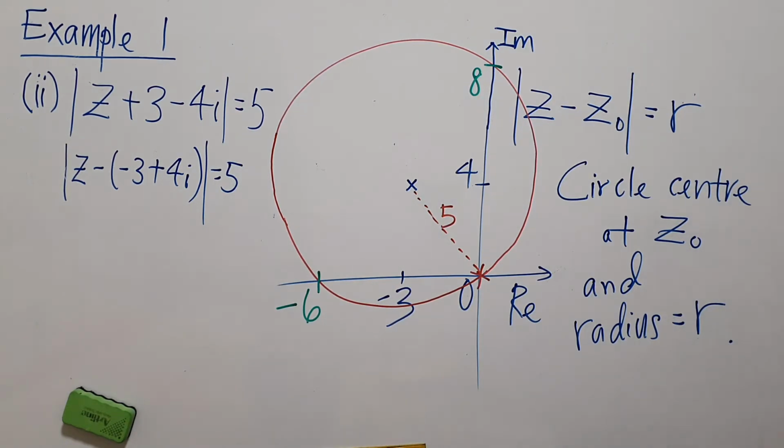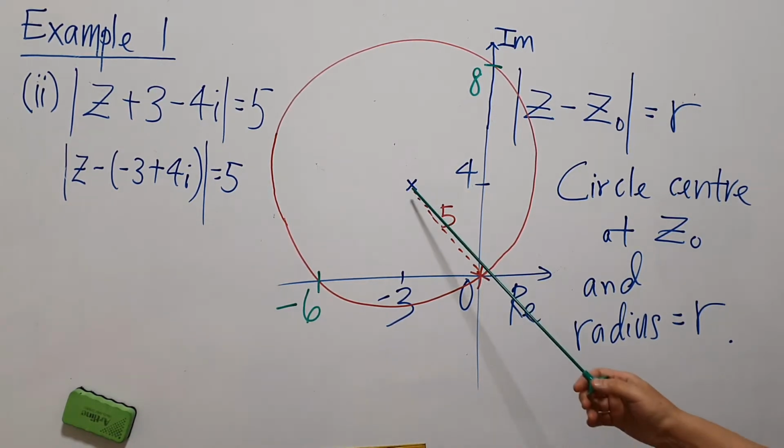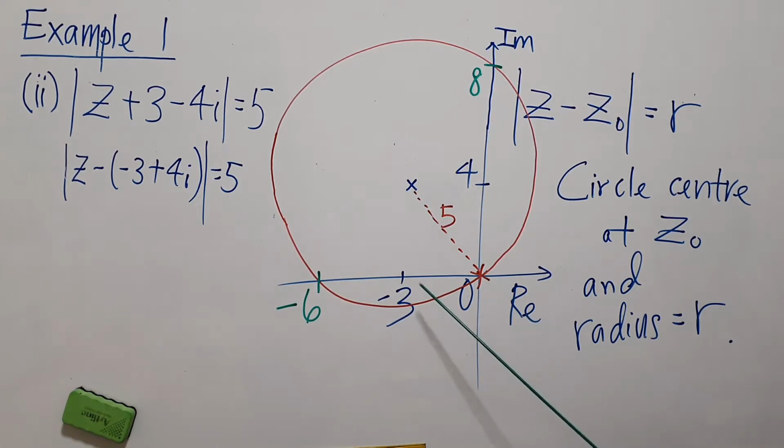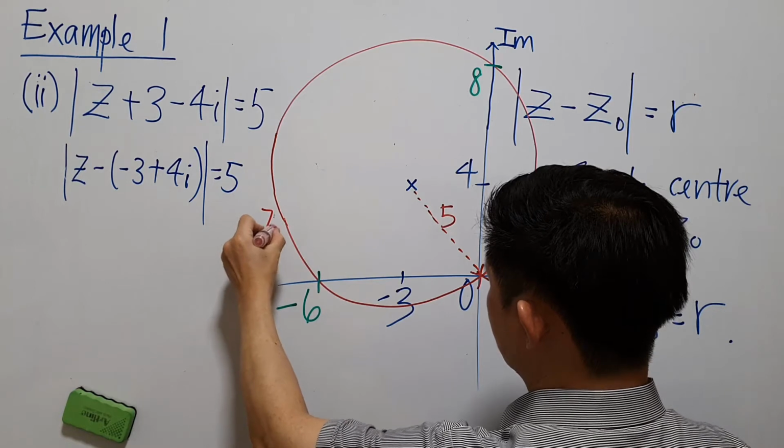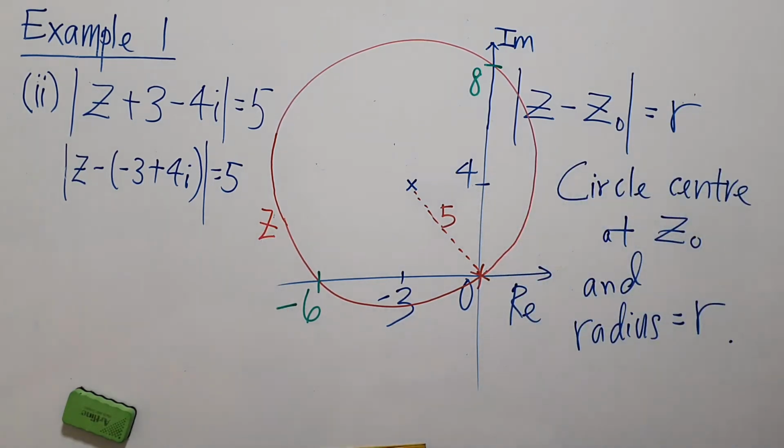So please remember that in this diagram, you must be very careful to decide whether or not you pass through the origin. You have to indicate the radius very carefully. You have to put enough markings, enough details in your diagram. And you want to mark down the red circle as Z. All your z lies on the circumference of this red circle. And that is your example 1 part 2.